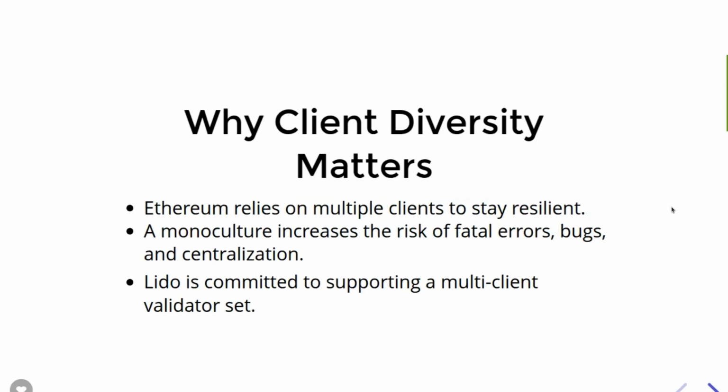However, we still have quite a big issue with the fact that some of the clients are taking more than 1/3 of the share, and this means that a bug in that client may disrupt finality or have some other impacts on the network.